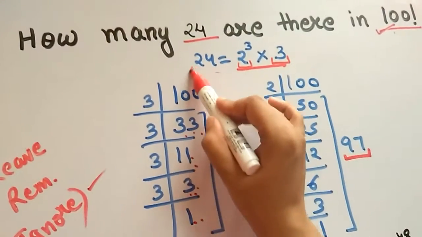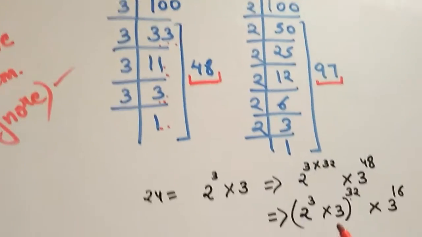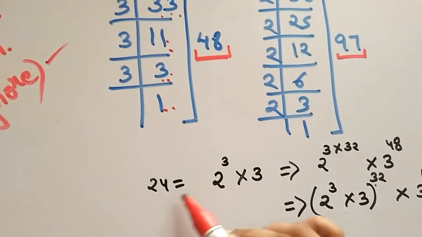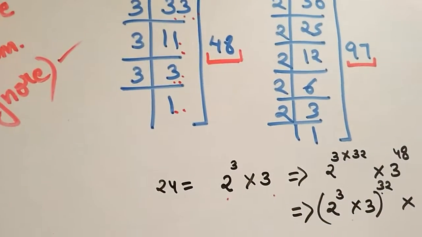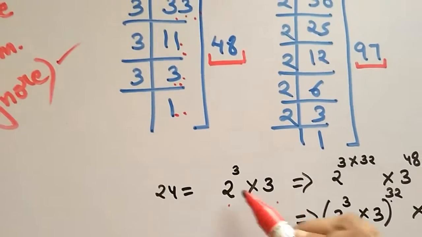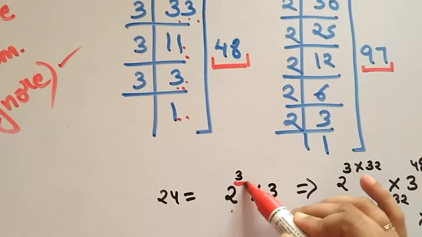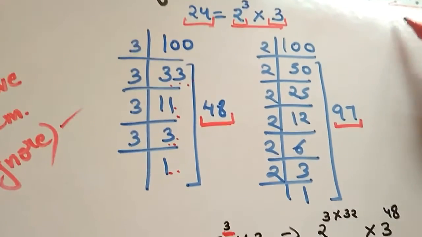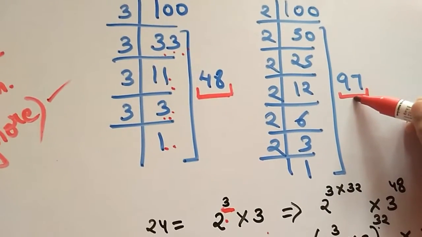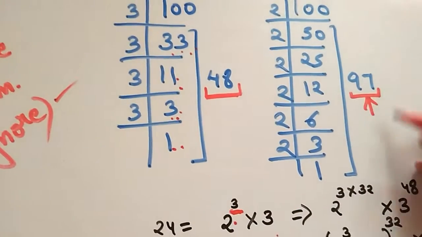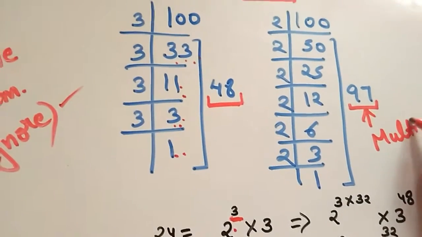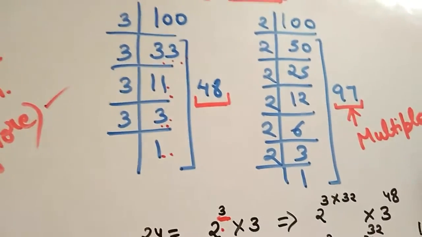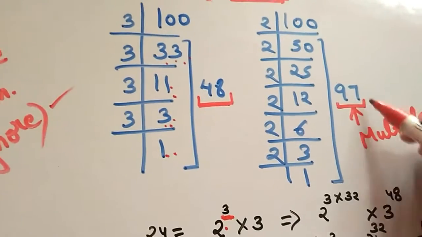Now you have to calculate how many 24s are there. How will you do it? 24 is 2 raised to power 3 into 3. Now the power of 2 is 3 here, and we are given that in 100 factorial the power of 2 is 97. So just make 97 a multiple of 3. How will you do it?